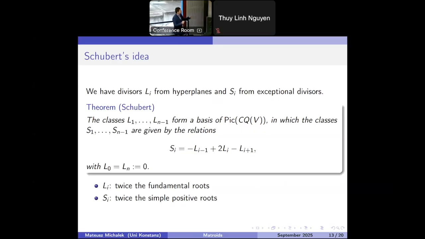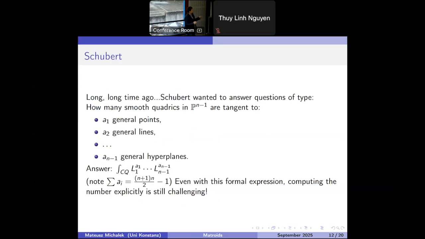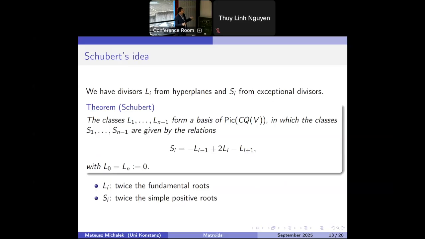Okay, so this looks crazy because LIs, well, they were just hyperplanes, and suddenly Schubert puts in those exceptional divisors, and he will pick one LI and translate it. So you can also use it the other way around. I didn't write the other relations because they are more complicated, but it's a linear system. If you know how to go from one basis to another, you have to invert a matrix. So you can also replace one LI by some linear combination of SIs.